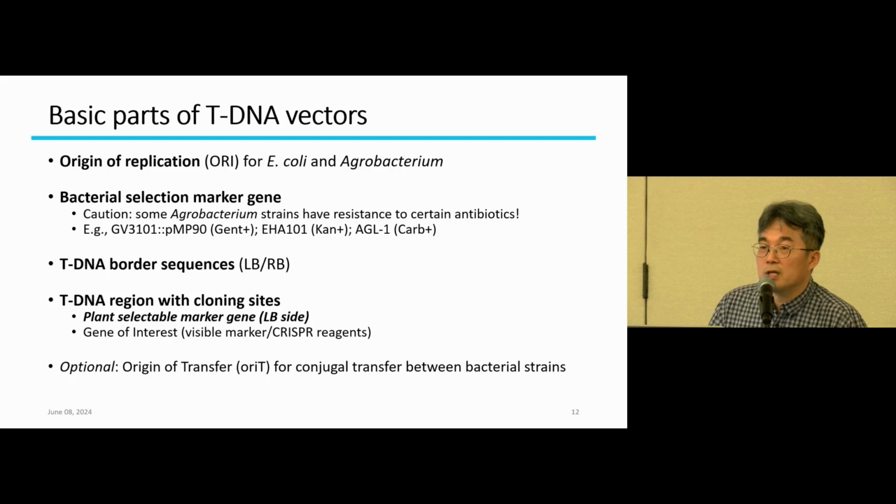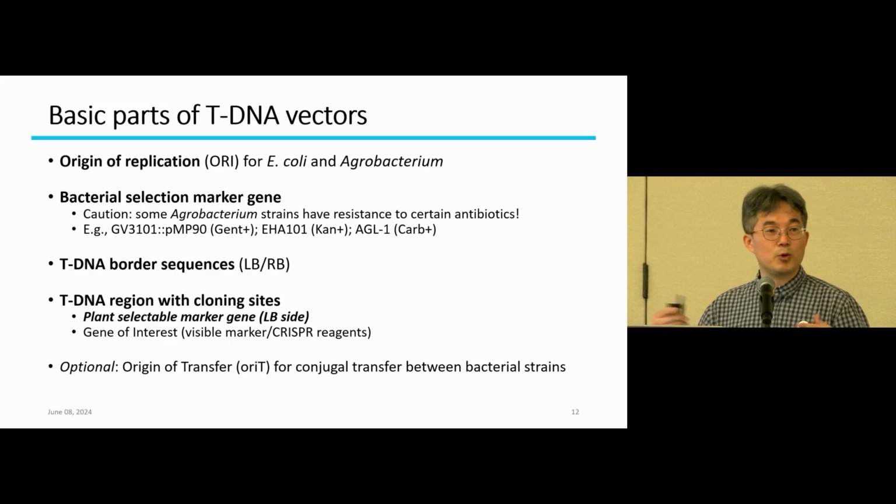For the T-DNA region, I can just say one thing. If you make new T-DNA vectors, make sure you put your selectable marker gene just before the left border, right? Traditionally, if you are considering transferring an Agrobacterium plasmid between different Agrobacterium strains, an origin of transfer was included. But these days, we are using electroporation, so it works very well. But if your plasmid is really huge, including this origin of transfer for conjugal transfer is one option.